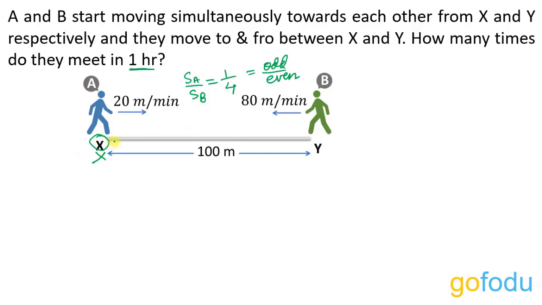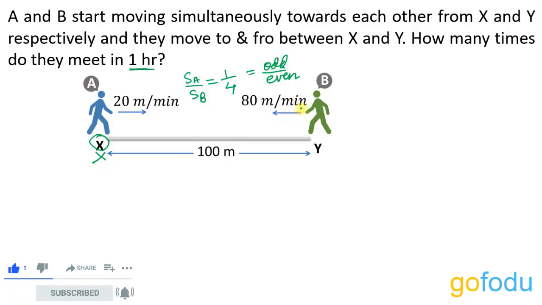Now as the speed of B is more, B will be faster. B will be covering more rounds in the same time as A, and every round that B makes, B will be coming across A. B will be meeting A in every round that B makes. So we'll be simply counting the number of rounds made by B.